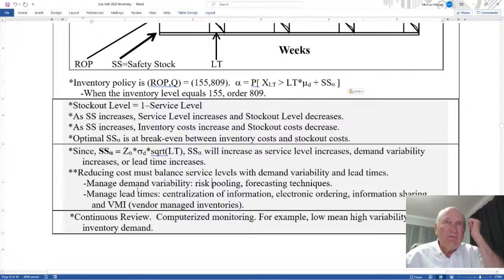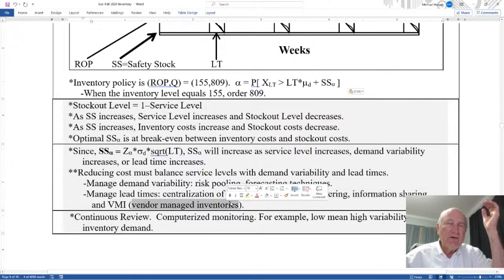First of all, demand variability. How do we manage that? Risk pooling with logistics, forecasting techniques with statistics. How do we manage our lead time here? Centralizing your information, electronic ordering, information sharing, and vendor managed inventory. If you can control it from upstream, you can lower the lead time because the information is immediate.